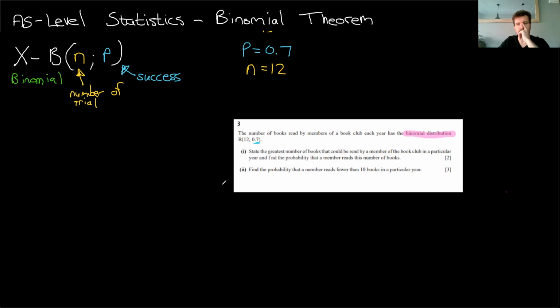And what do we have now? They want to know the greatest number of books that could be read in a particular year. Find the probability that a member reads this number of books. We also know that our Q is 0.3, because this little shorthand actually tells us a lot. So let's see, probability, well, maximum. So the maximum would be 12.